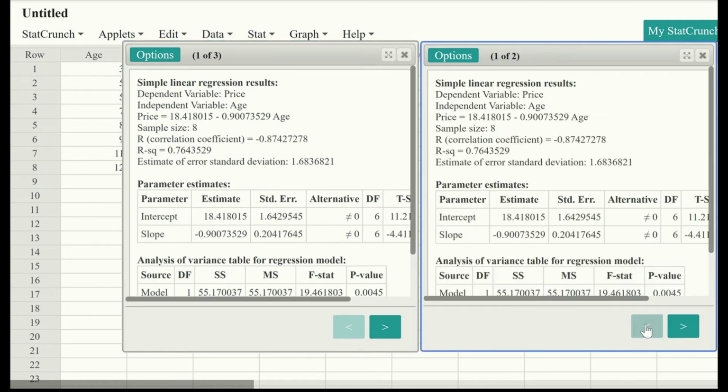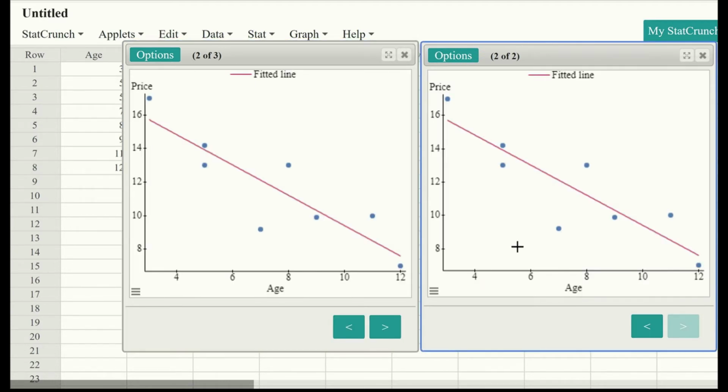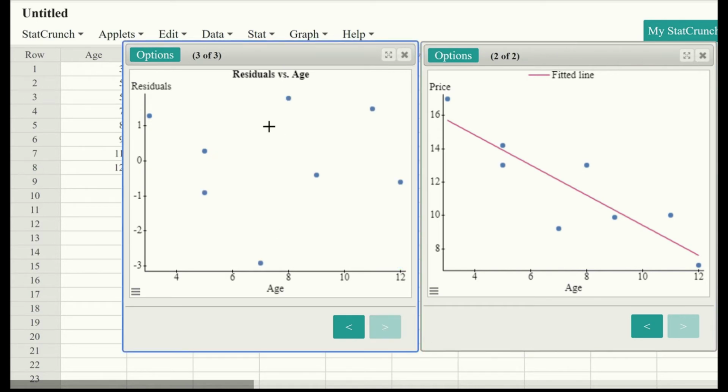So notice in the first screen we have this, right? In the second screen we have the fitted line, which is the exact same one. This is where it's going to look different from this one, because this is what's called a residual graph. So here what we're plotting are the residuals rather than the data itself.